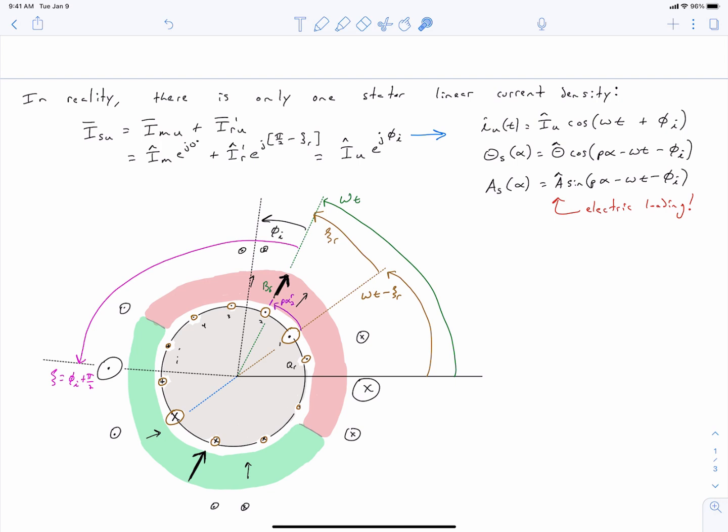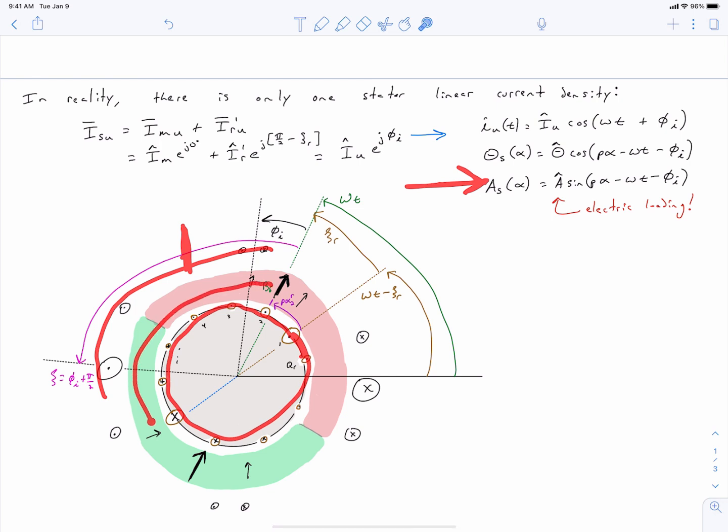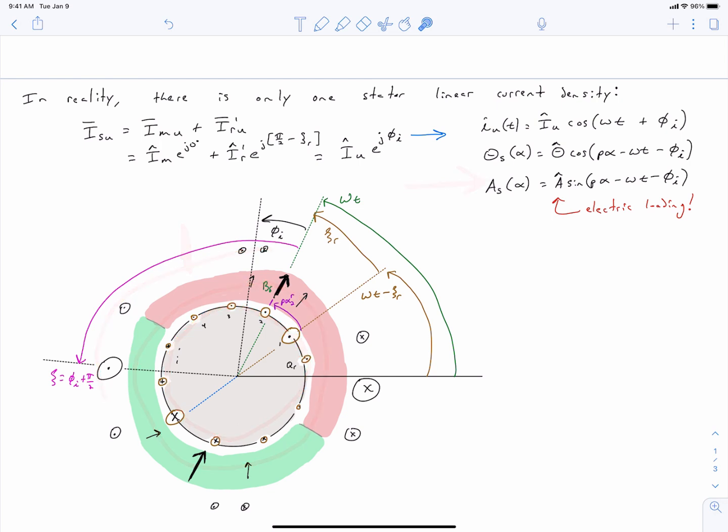So you'll see I've now sketched a cross-section of our machine with these updated linear current densities, and I've done away with the stator having two linear current densities, and now it just has a single linear current density, which is this expression right here. I've still got our rotor linear current density drawn, and then of course I've got the magnetizing fields in the air gap of the machine.